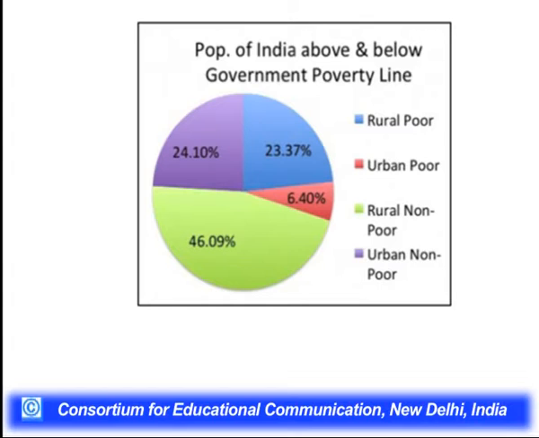Now, through this diagram, I would like to highlight two very important components: the rural poor and the urban poor. You can see that rural poor are almost 23.37%, urban poor 6.40%, rural non-poor 46.09%, and urban non-poor 24.10%.